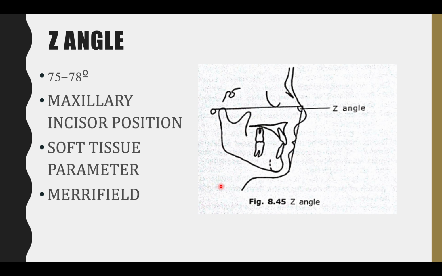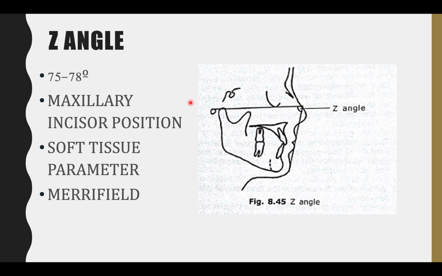Next, some out of box questions like Z angle they may give you. This is a soft tissue angle. If you see here, from the porion to the midpoint of the nose to the highest point on your chin, the angle between is known as Z angle. It is given by Merrifield. Okay, this line is also known as Z line. This is the deepest portion of the nose slope.